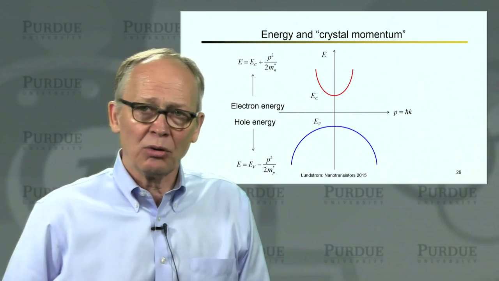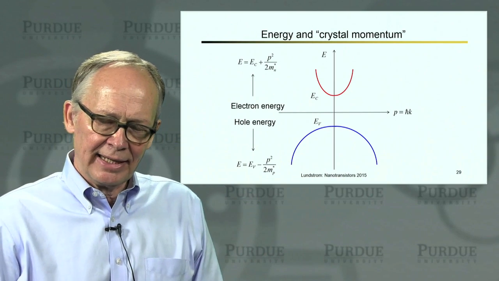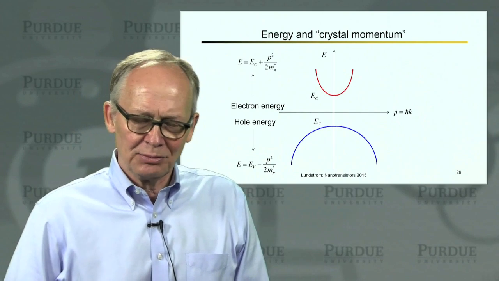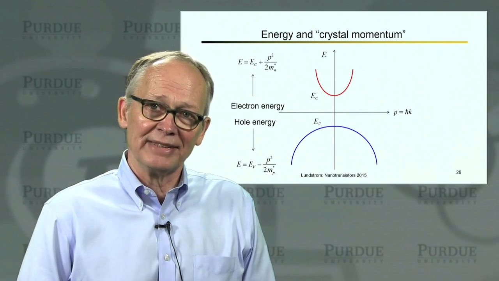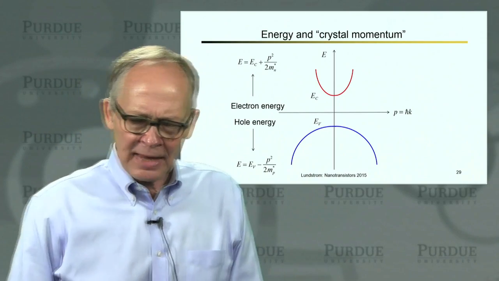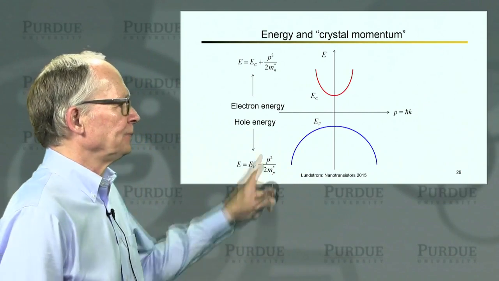Now, if I look at holes, everything is just flipped upside down. When we plot these energy diagrams, we're plotting electron energy. So for holes, the hole energy moves down. The further down I go, the higher the energy of the hole is. But the same thing happens for holes. It's just that everything is flipped upside down.